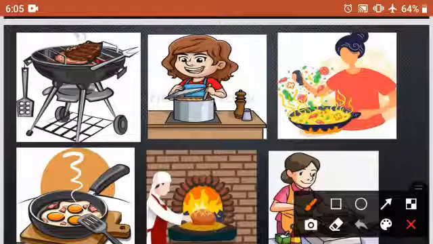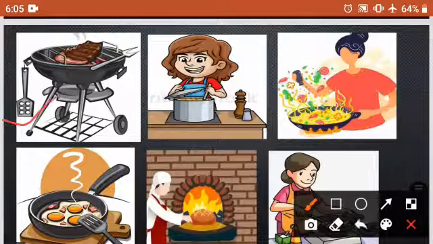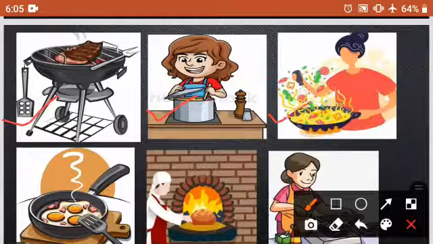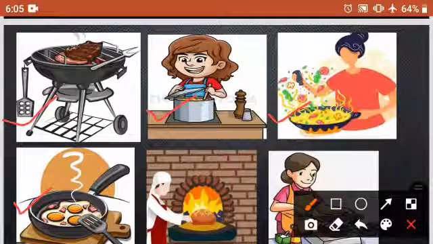So in the first picture we see they are being roasted. In the second picture we see boiling. In the third picture again the noodles are being boiled. We can see eggs are being fried, cake is being baked, and vegetables are being made. So there are different ways in which food items can be cooked to make them tasty and give a different type of flavor.